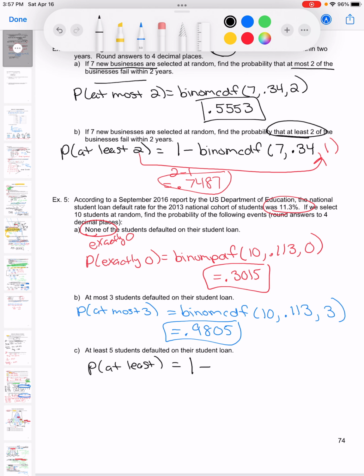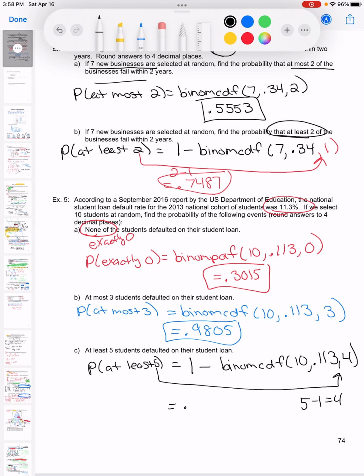All right, like I said, I think the trickiest one is the at least ones. A lot of times people forget that 1 minus the binomial CDF. There's still 10. The probability is still the same with at least 5. Write that there. Remember my number, I'm always going to subtract 1. So I'd actually put a 4 there. So it's not the straight number all the way across. And that's going to be real tiny, 0.0028.